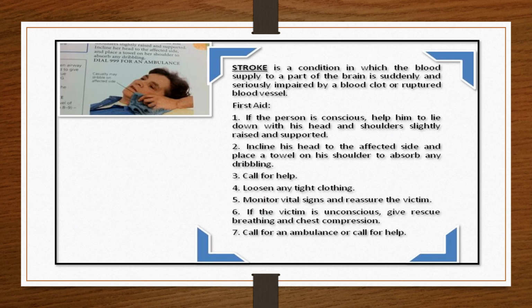Stroke is a condition in which the blood supply to a part of the brain is suddenly and seriously impaired by a blood clot or ruptured blood vessel. First aid: if the person is conscious, help him to lie down with his head and shoulders slightly raised and supported. Incline his head to the affected side and place a towel on his shoulder to absorb any dribbling. Call for help, loosen any tight clothing, monitor vital signs and reassure the victim.